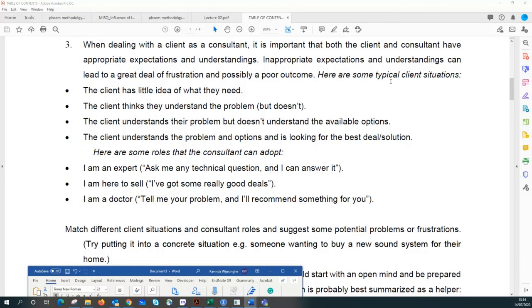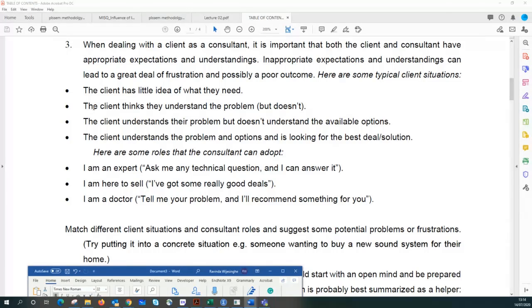Here are some typical client situations. They have given 3 situations. First, the client has little idea of what they need. In this case, they don't know anything whatsoever. They don't even know what the problem is in the company. Yes, that can happen. I worked on some projects like that. Sometimes we know there is a problem, but we don't know how to define it. It has really happened to me in some projects as well.